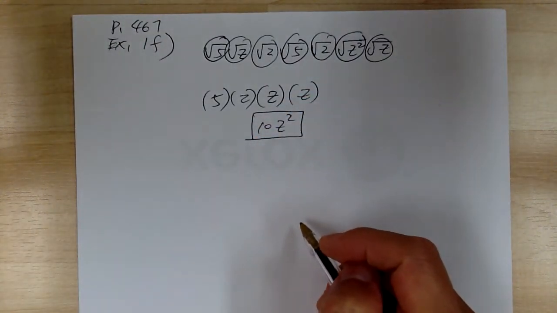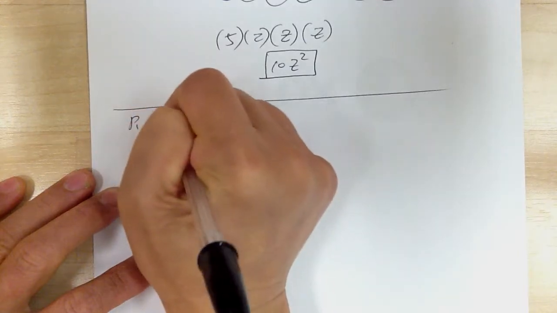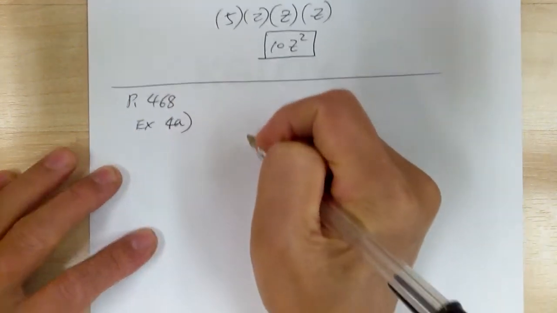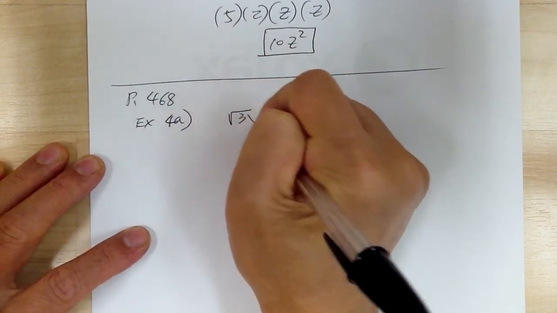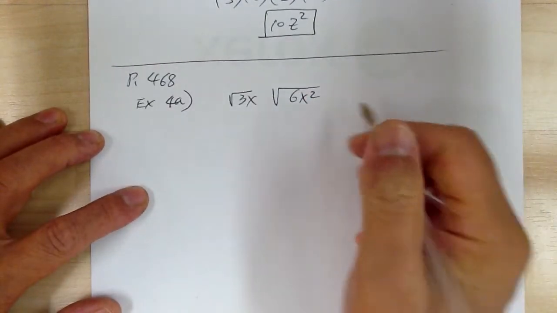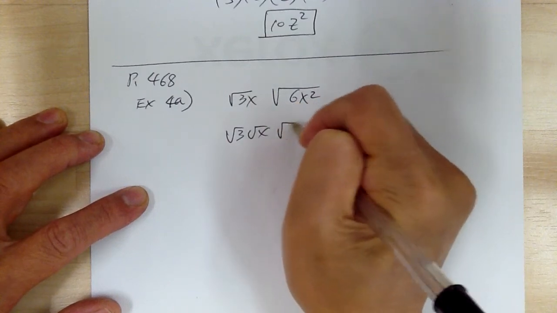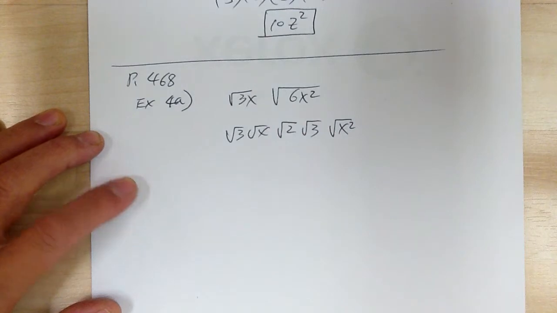Now let's go to example 4. Example 4a. So you have square root of 3x, square root of 6x squared, right? So you can go and separate it out. So you got square root of 3, square root of x. The 6, I'm separating into square root of 2, square root of 3. And the x squared is already good, right?